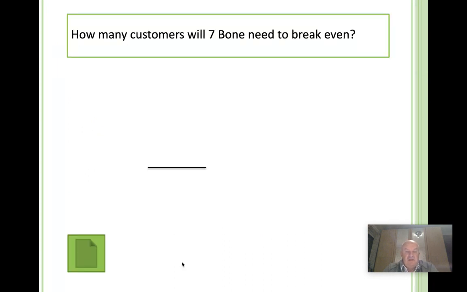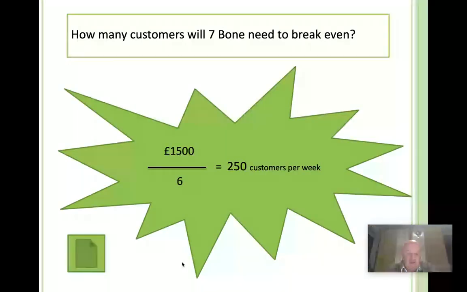So if we take the example of a 7 bone and what they would need to break even, remember in this instance we had basically £1,500 as our fixed cost. We had £6 contribution per unit based on what we'd worked out previously. So we would need 250 customers to break even. That would be our break even number of units.